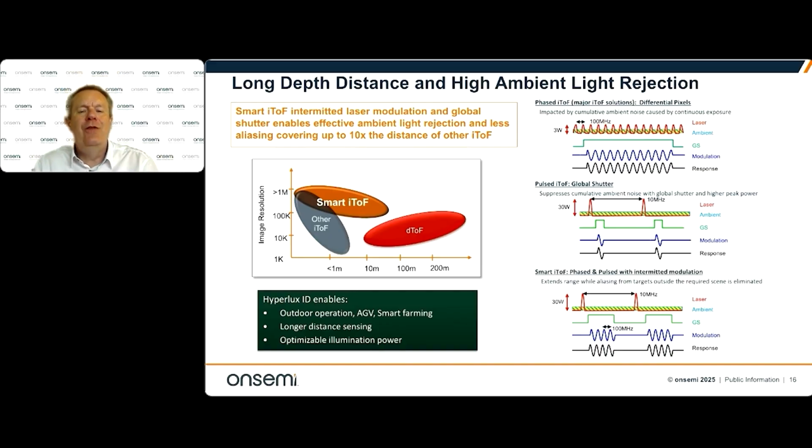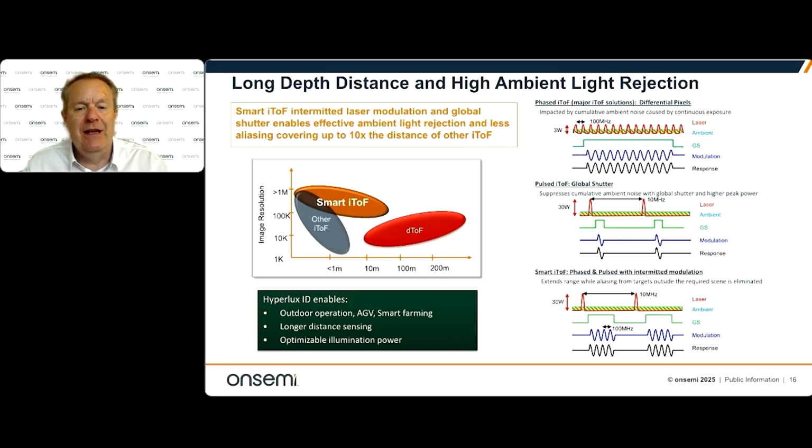So how do you overcome that? You can do pulsing. You increase the laser power up to 30 watts, and then you pulse it. Because it's a global shutter sensor, you know exactly, deterministically, when the receive is going to come. So you just open that global shutter just as you do the send and receive, and all of the ambient light in between is rejected.